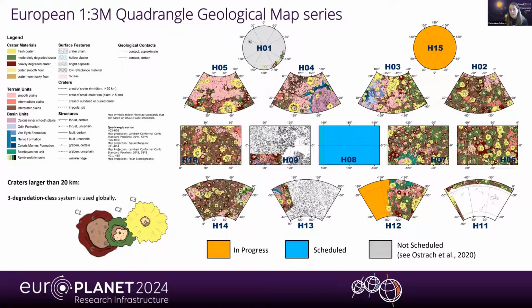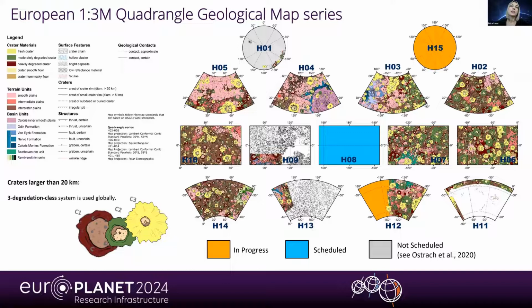So the 5 degradation class system, for example, was initially based on craters larger than 40 kilometers. So it is very reliable on craters larger than 40 kilometers and less reliable for craters smaller than 40 kilometers. In these maps, we are mapping craters larger than 20 kilometers. So a 3 degradation class system helps us reduce this bias. That's it. But in any case, our mappers are now applying both systems. So in the latest maps, you can see both the 3 classification system and the 5 classification system together.